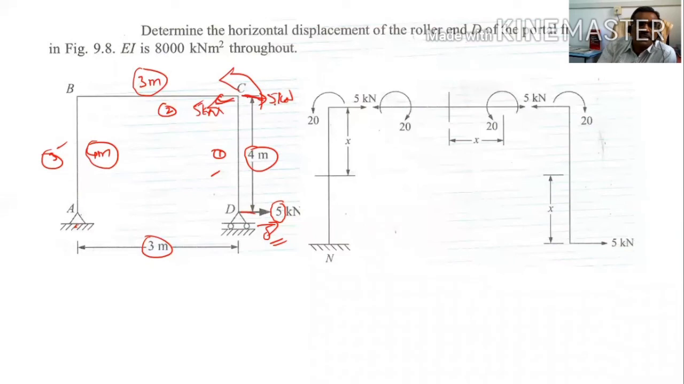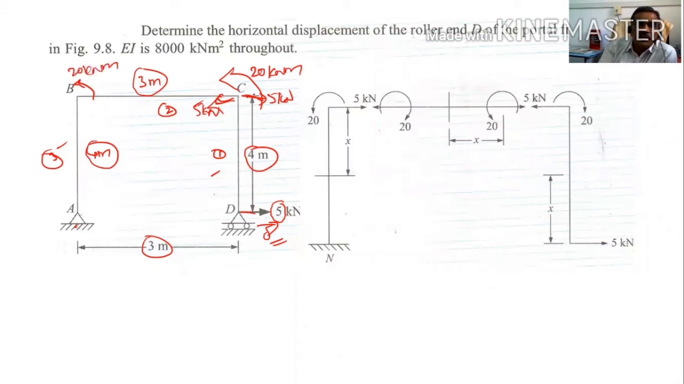So here you see the 5 kilonewton load and this couple. The same thing you can transfer here; the same couple will also be acting here. What is the amount of the couple? That is 5 into 4, which is 20 kilonewton meter. Similarly, here also the same 20 kilonewton meter will act.